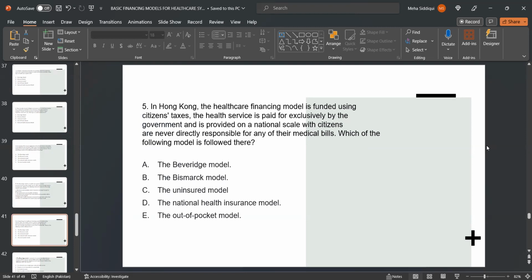MCQ number 5. In Hong Kong, the healthcare financing model is funded using citizens' taxes. Health service is paid for exclusively by the government and is provided on a national scale, and citizens are never directly responsible for any of their medical bills. Which of the following models is followed there? Beveridge model, Bismarck model, the uninsured model, national health insurance model, or out-of-pocket model? No, it is the Beveridge model, A.